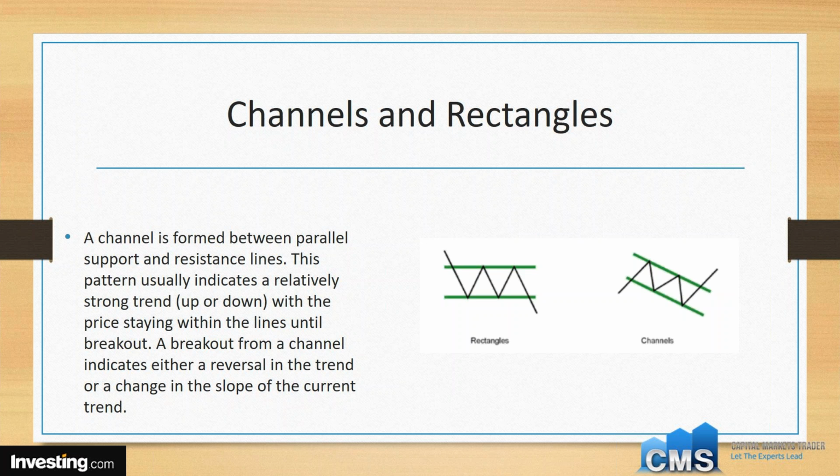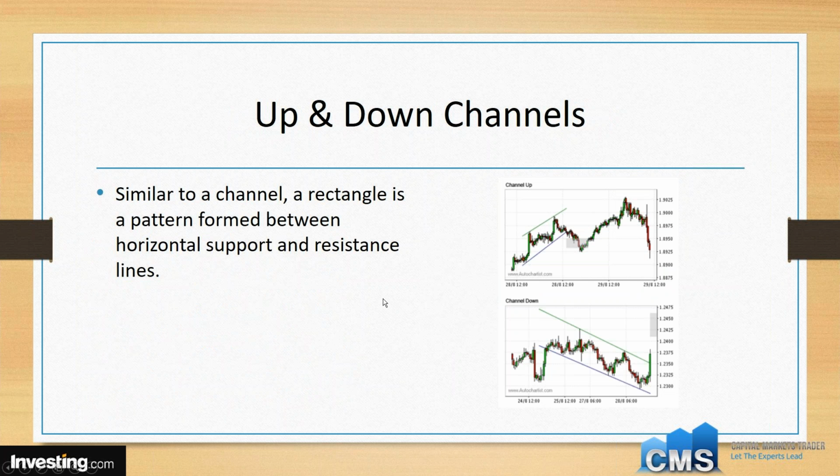Because rectangles and channels are virtually the same as triangles, except in a rectangle you have horizontal support and resistance lines, and in channels you have matching downward support and resistance lines. But each one of these patterns tells you how price is going to act and react. And again, we're looking for the breakout. So when price is trading in this channel and it's bounced up and down several times, we're waiting for the price to break out of that channel or rectangle.